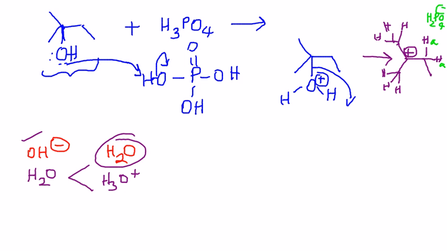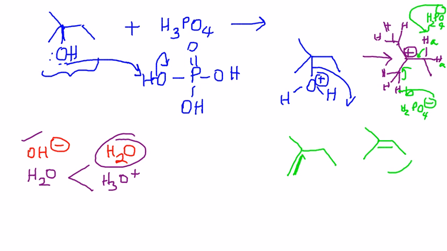H2PO4 with a negative charge is going to come in, pick up the proton, electrons move, you get an alkene. That's one product. On the other hand, if the B protons are removed, so H2PO4 with a negative would come in, pick up the proton, and the other possibility is right over here. Between these two possibilities, the first that I drew is going to be our major product, and you should be able to figure out why.